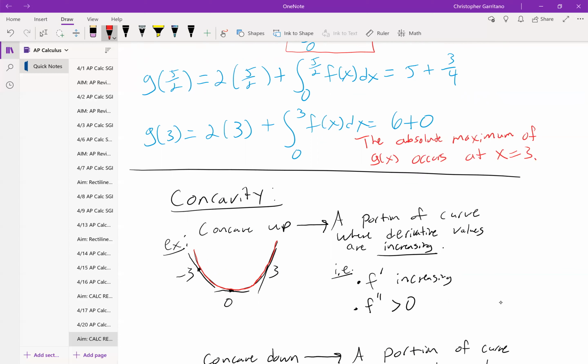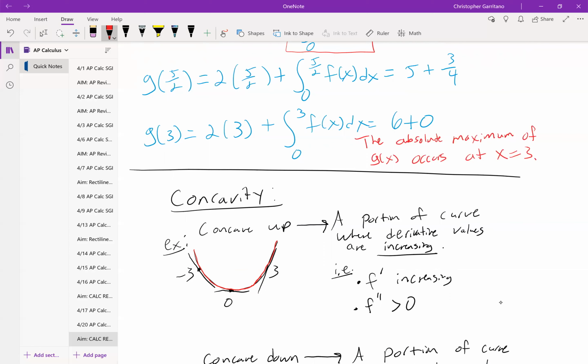What I want you to notice, though, if I just sketch a bunch of slopes as x increases, those tangent line slopes are also increasing, right? I just pick 3 of them, but you'll notice that the slopes go from -3 to 0 to 3. And as long as this is a pattern along the entire stretch of curve that you're looking at, then we would consider that curve to be concave up. All right, so the portion of curve where the derivatives are increasing.